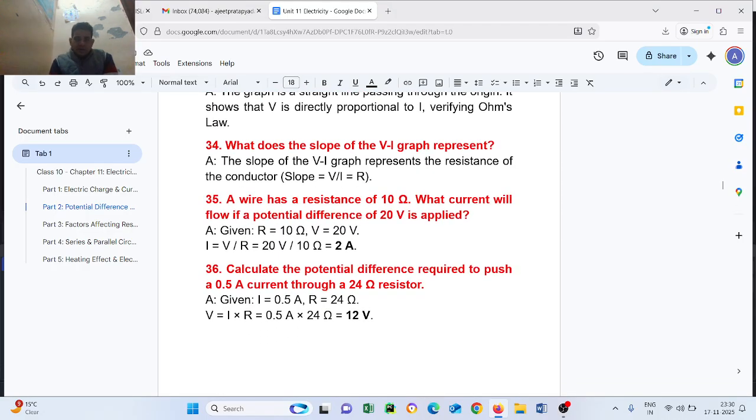Question number 35. A wire has a resistance of 10 ohm. What current will flow if a potential difference of 20 volt is applied? Given R = 10 ohm, V = 20 volt, I = V/R. So I = 20 V / 10 ohm = 2 A.